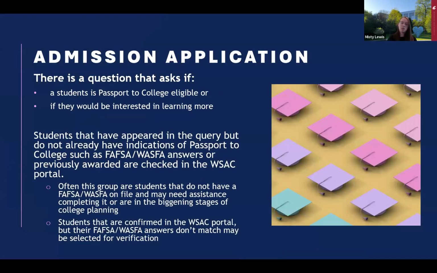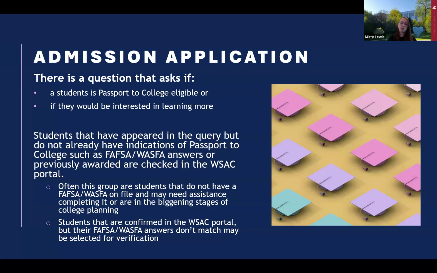The admissions application, there is a question that asks if a student is Passport to College eligible or if they are interested in learning more. Students that have not appeared in the queries, such as that FAFSA-WSFA one, may appear in this one, and we still run it through the portal and check it to see if they may be eligible. Often this group is students that don't have the FAFSA-WSFA on file. They just haven't completed it. They may need some assistance in completing it, or if they're at the beginning stages of college planning, where they want to talk a little bit about major and maybe if college is the right choice for them.